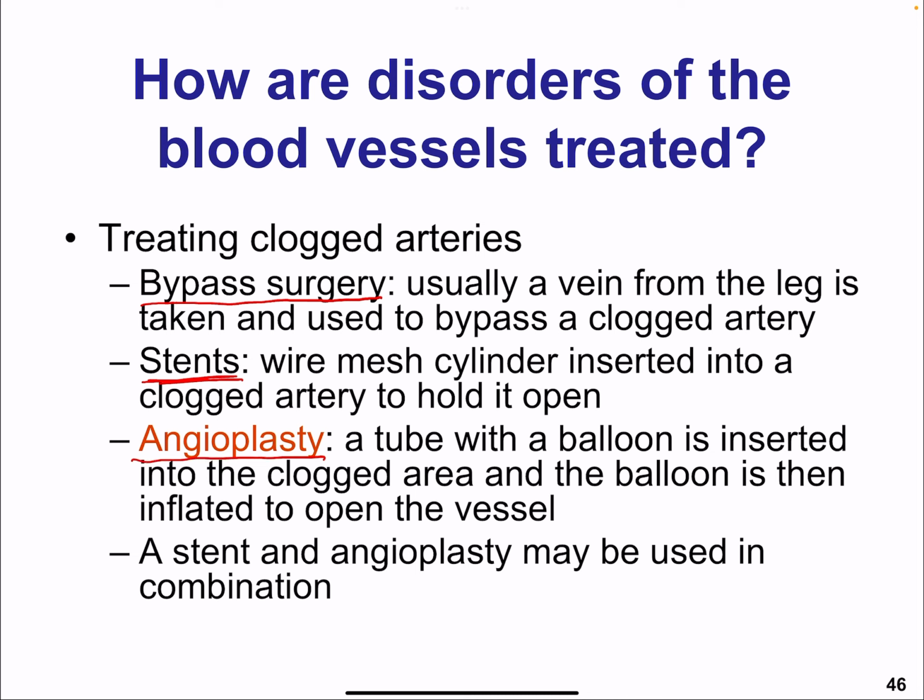And then we have angioplasty. Angioplasty is basically a tube with a balloon that is inserted in a blood vessel that is clogged, right? This allows for circulation of the blood in the blood vessel. The most common treatments, though, are actually a combination of stent and angioplasty. That combination actually allows a better way to tackle atherosclerosis.